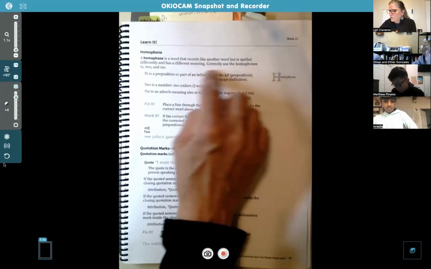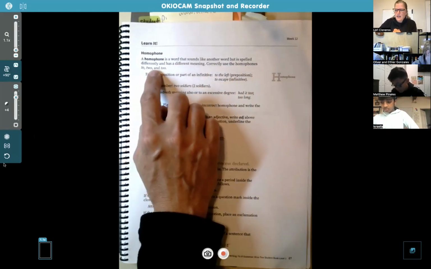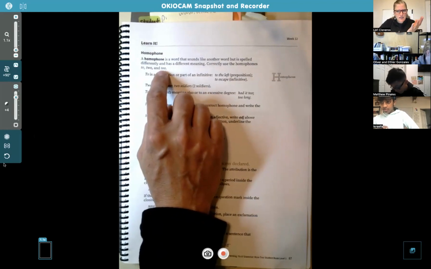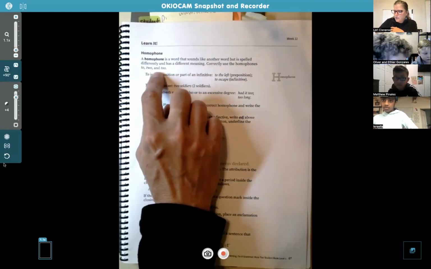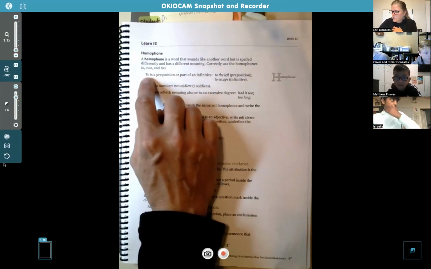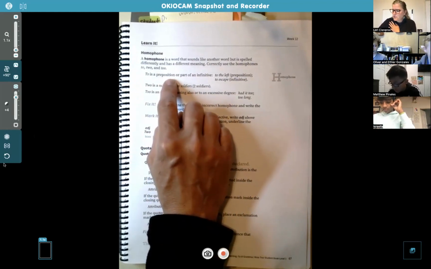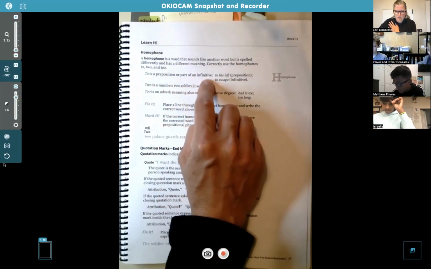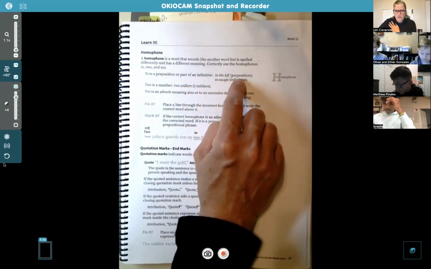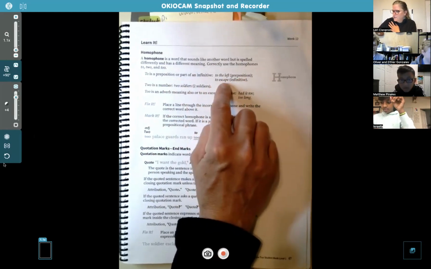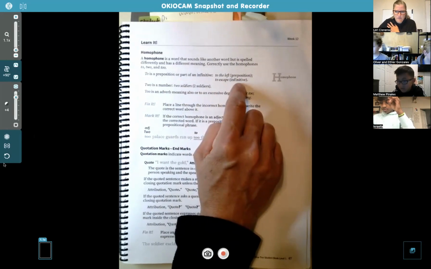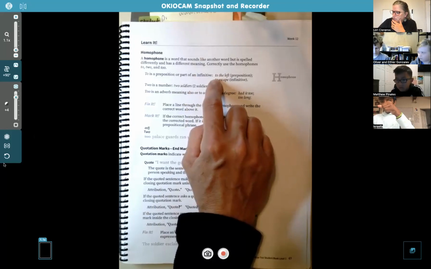Correctly use the homophones to, two, and too. That's a perfect example. They all sound the same, but notice they're spelled differently and they mean different things. TO is a preposition, or part of an infinitive. To the left is a preposition, and then to escape is an infinitive. That's just what they call it in English grammar. But you'll see both have TO, and that's when you use that word.